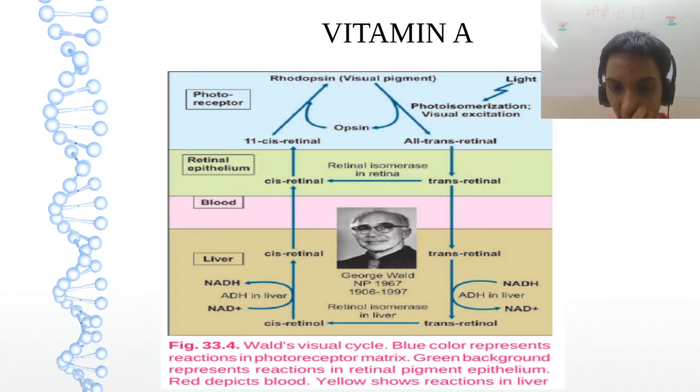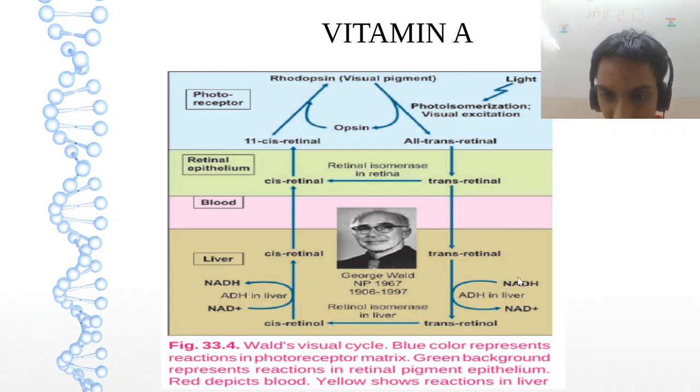Now coming to the Wald visual cycle, let us see what it is. So first of all, rhodopsin, which is 11-cis retinal opsin in the photoreceptor, by light becomes all-trans retinal. Then it enters the epithelium to form trans retinal. Trans is converted into cis retinal by isomerase in the retina. Then trans retinal bypasses the blood entering the liver.